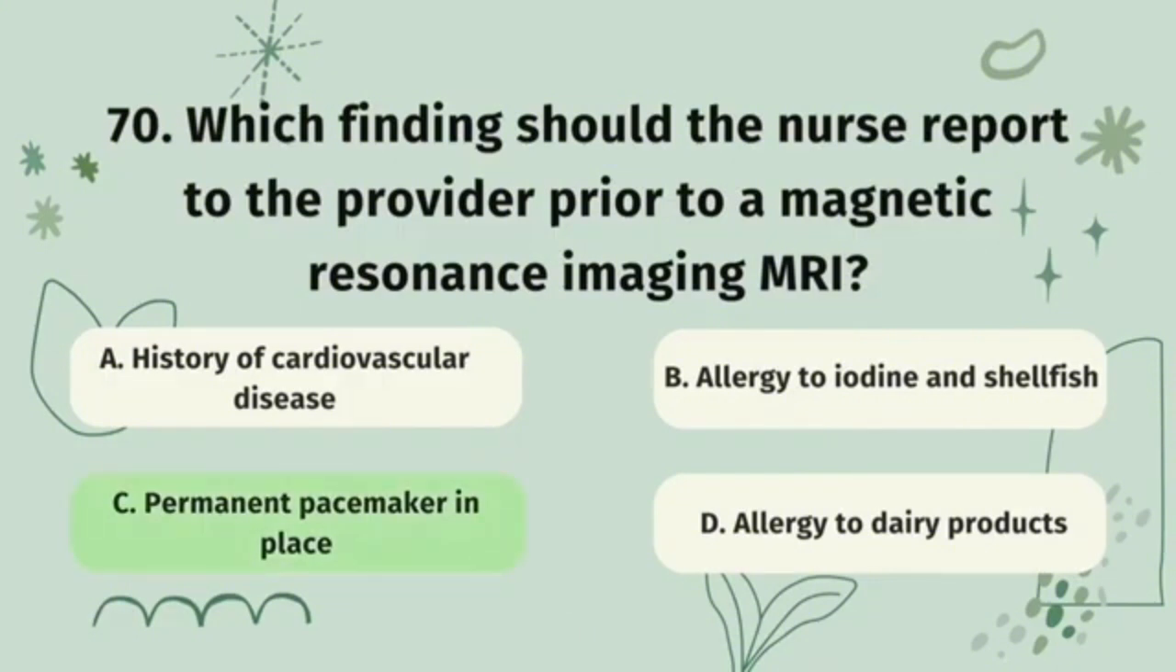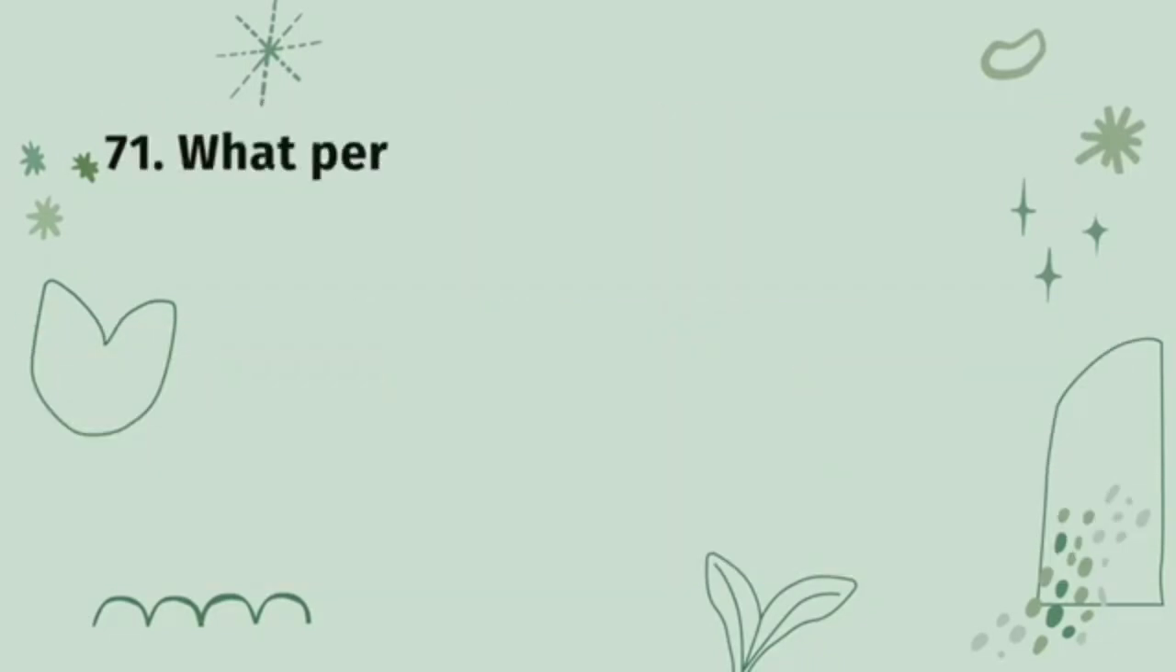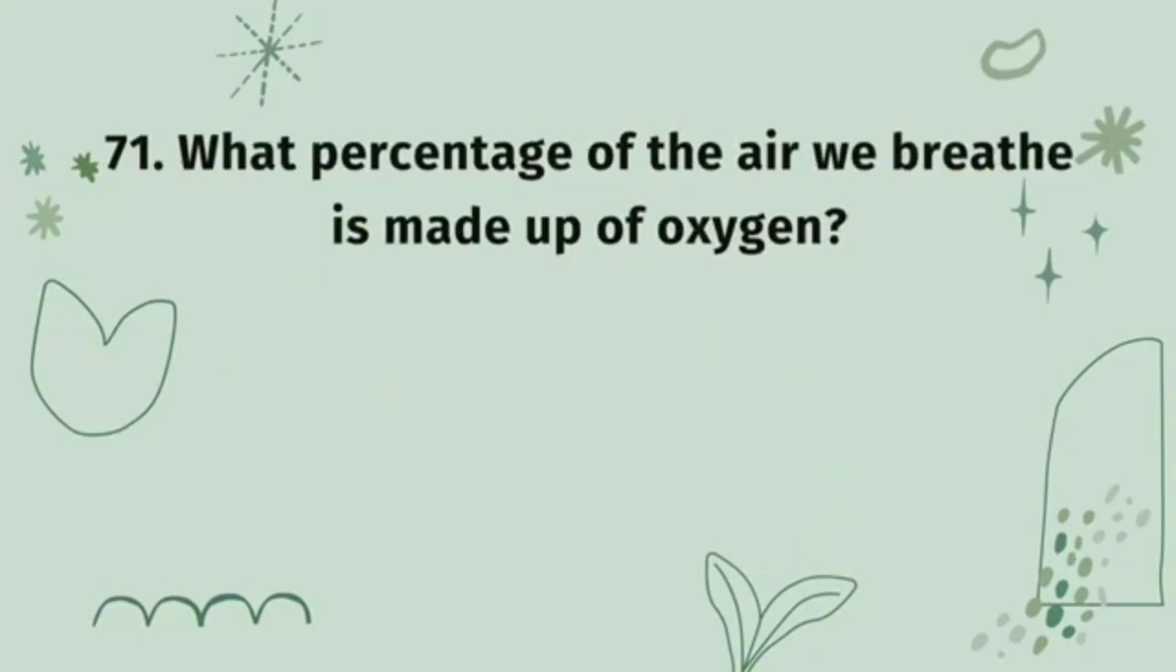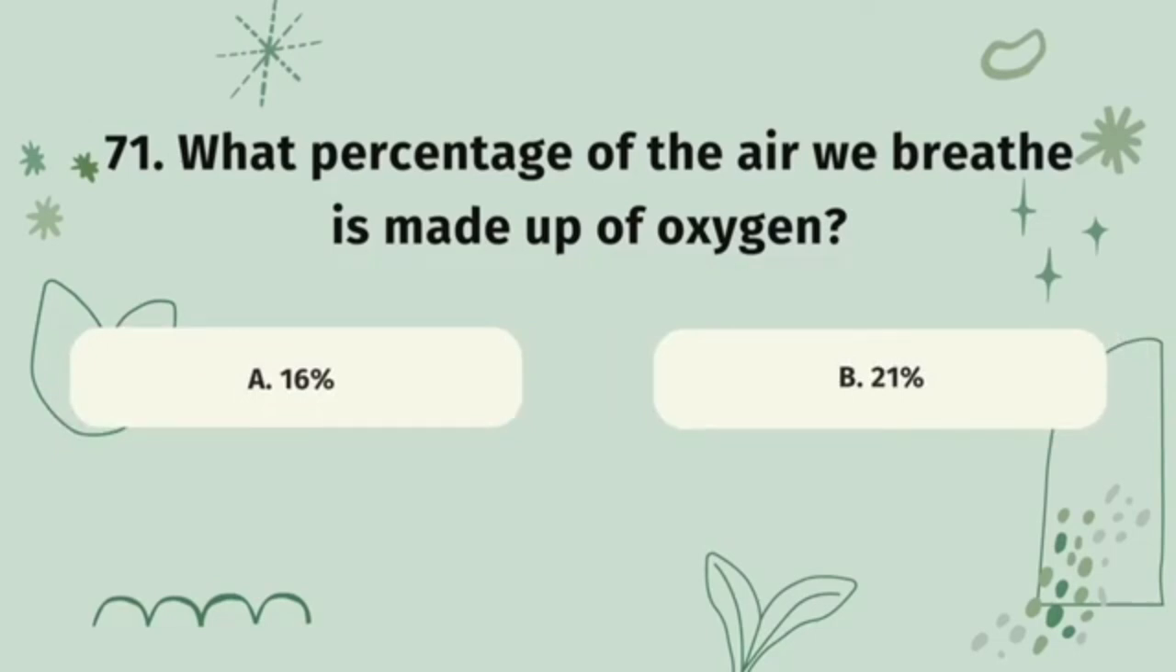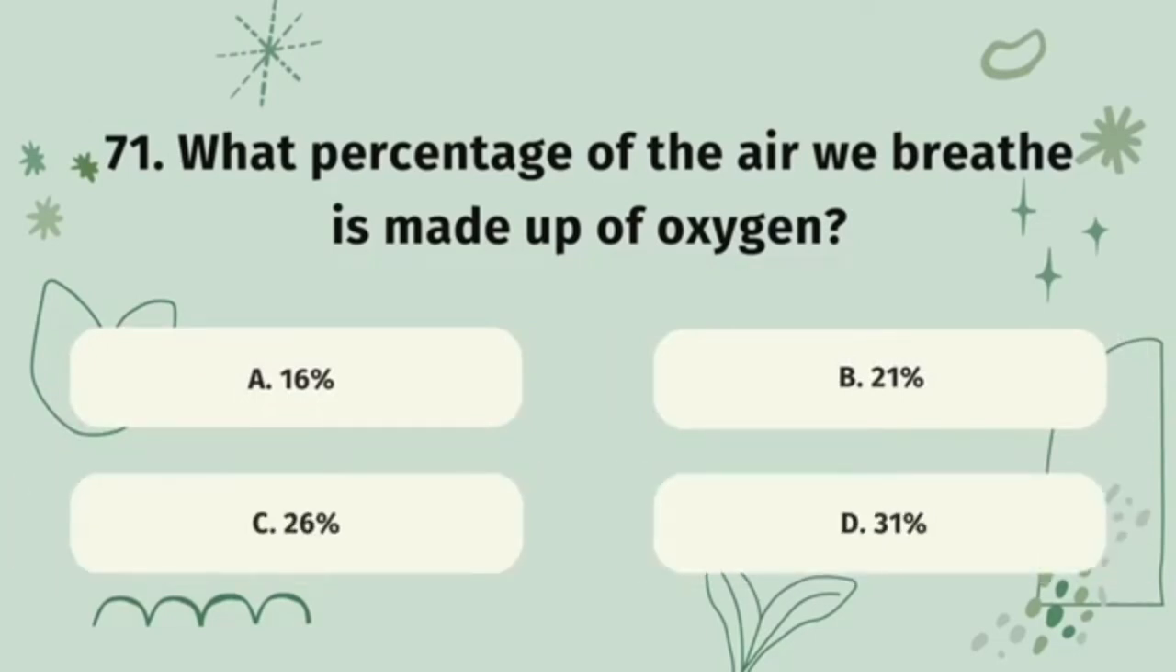The correct answer is C. Question 71. What percentage of the air we breathe is made up of oxygen? Option A. 16%. Option B. 21%. Option C. 26%. Option D. 31%.